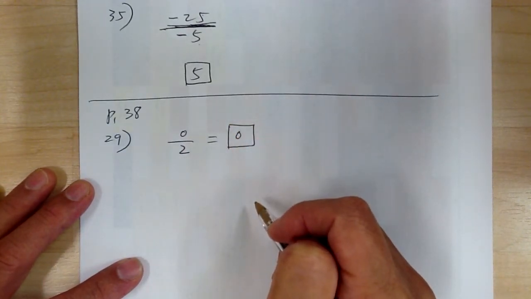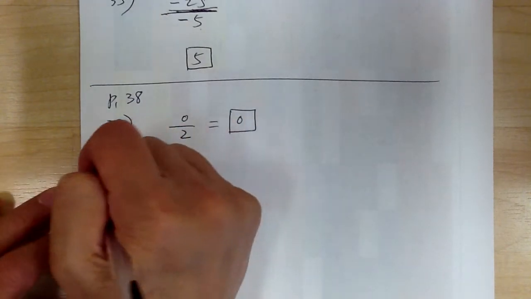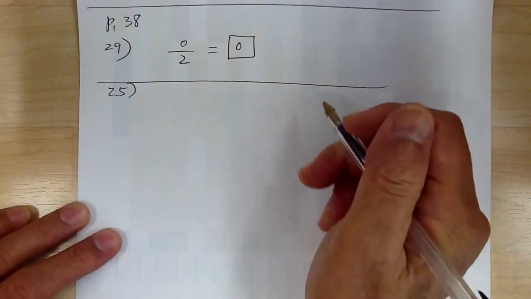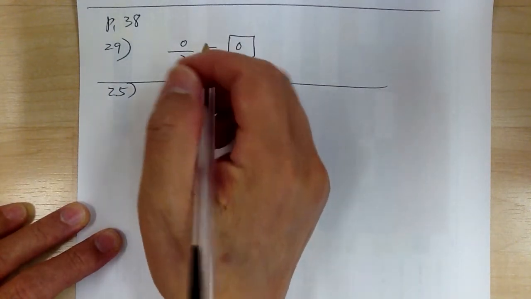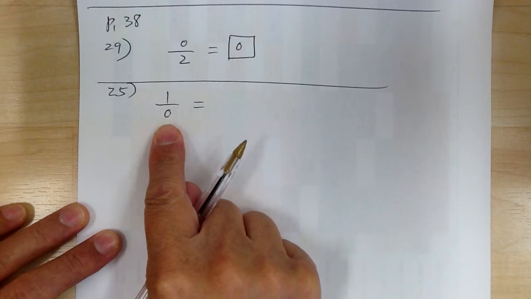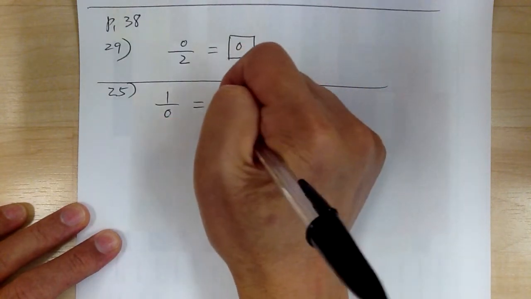But when you have number 25 on page 38, you have 1 over 0. In this case, you cannot divide by 0. So in this case, the answer would be undefined.